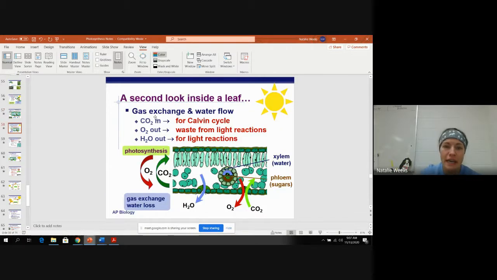So when we're looking at the actual physical insides of our leaf, it is set up specifically for gas exchange and for water to flow. So those open areas are specifically for gases to go in and out. And then we have that vascular tissue, that vascular bundle, that's going to allow water and sugar to go to and from where it needs to go.